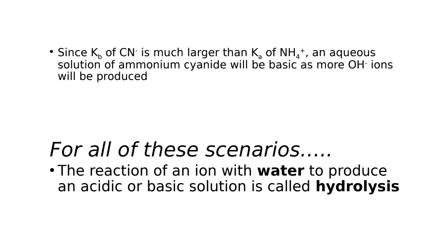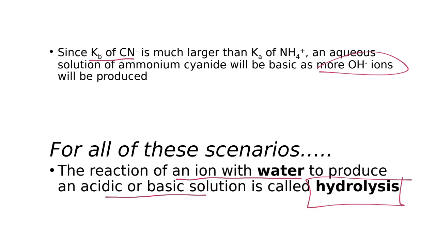So just to wrap up, since the Kb of the cyanide ion is larger, we're going to have more hydroxide ions produced in that particular salt solution. So when you get those salts from weak acids and weak bases, there's a little extra work because you have to do some calculations. But for all of these scenarios, the reaction of an ion with water to produce acidic or basic solutions is termed hydrolysis. So that is what we're looking at here in this particular lesson.